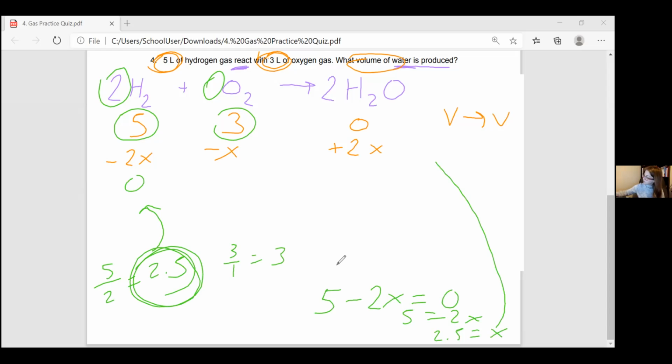I can then take that x value and plug it in. So 0 plus 2 times my x value, I would get 5 liters of water.